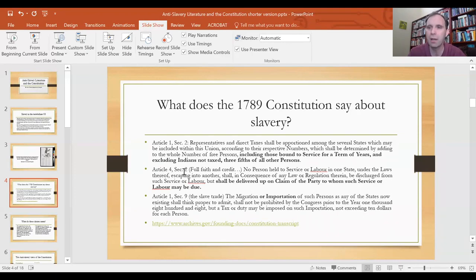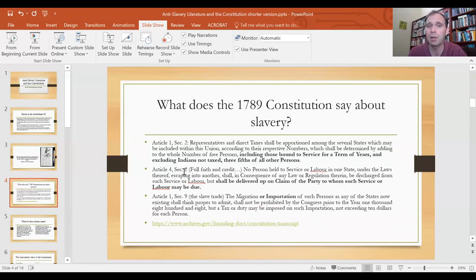One short answer is, well, it doesn't really discuss slavery because the word doesn't appear in it. That answer is not really correct, though, because there are a couple of important lines that do mention slavery and that in effect acknowledge slavery and reinforce it, which was a reason why in the years leading up to the Civil War, some people who were opposed to slavery thought the Constitution was irremediably flawed.